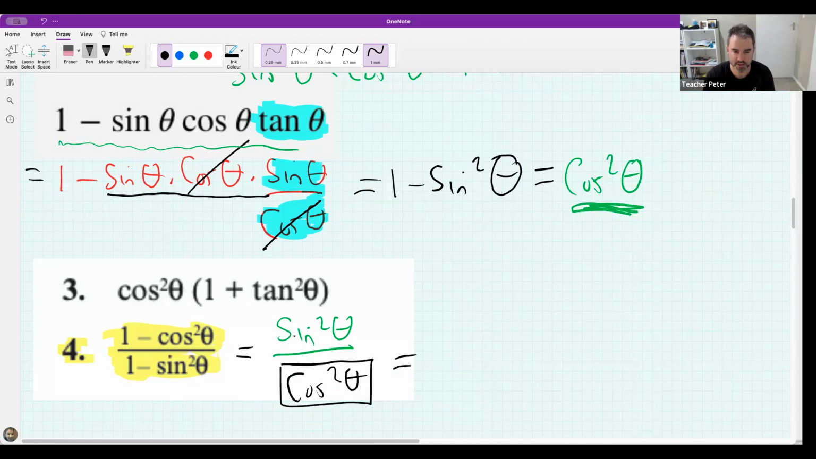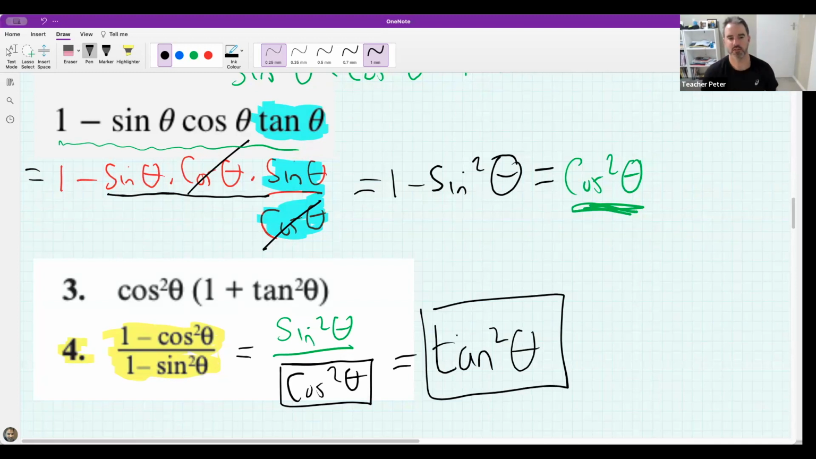So I've replaced that with that. Sine squared theta over cos squared theta. If it's easier, you can just pop your hand up and let me know audibly. What do I get for that? I think that's reminding me of the tan identity, and I'm going to get tan squared theta. And so that would be my final answer for that one.